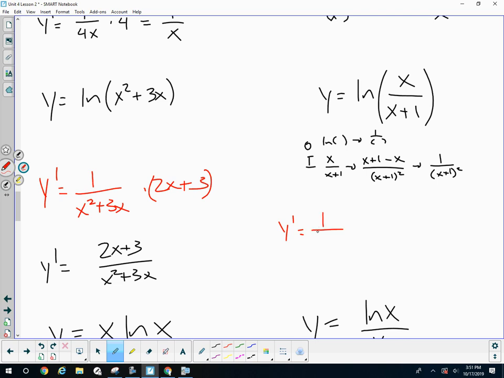The derivative would be 1 over, now this is interesting, 1 over this fraction times that derivative, 1 over x plus 1 squared. Now we know 1 over this fraction can be written as the reciprocal, x plus 1 over x. Since I have multiplication, I can simplify those x plus 1s, and I get a nice, simpler looking derivative: 1 over x squared plus x, or x times x plus 1. I like to leave things factored when I can, but don't worry if you didn't.